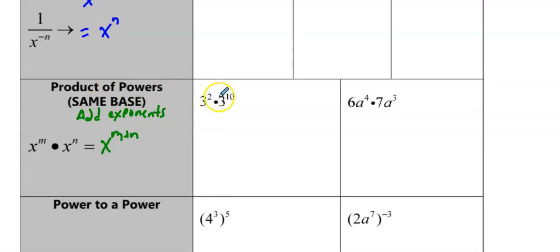So if I got 3 squared times 3 to the 10th, this will become 3 to 2 plus 10, which is 3 to the 12th. Anytime you have numbers, more than likely, I will ask you to use your calculator to give me the actual value of 3 to the 12th. So that 3 to the 12th is actually 531,441.